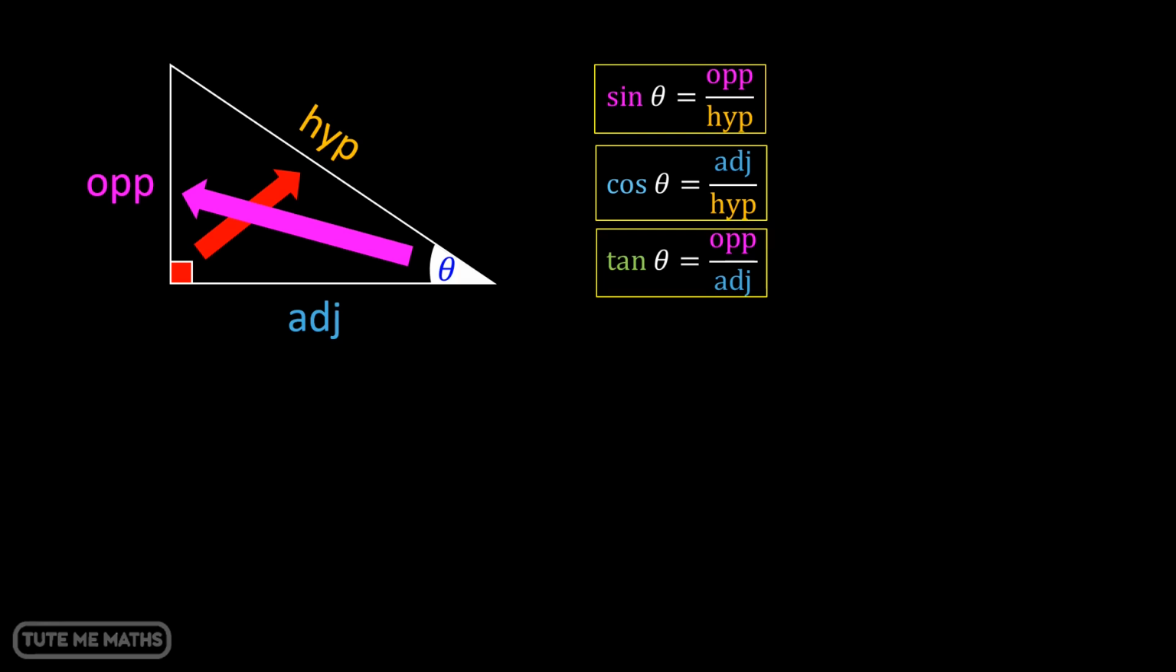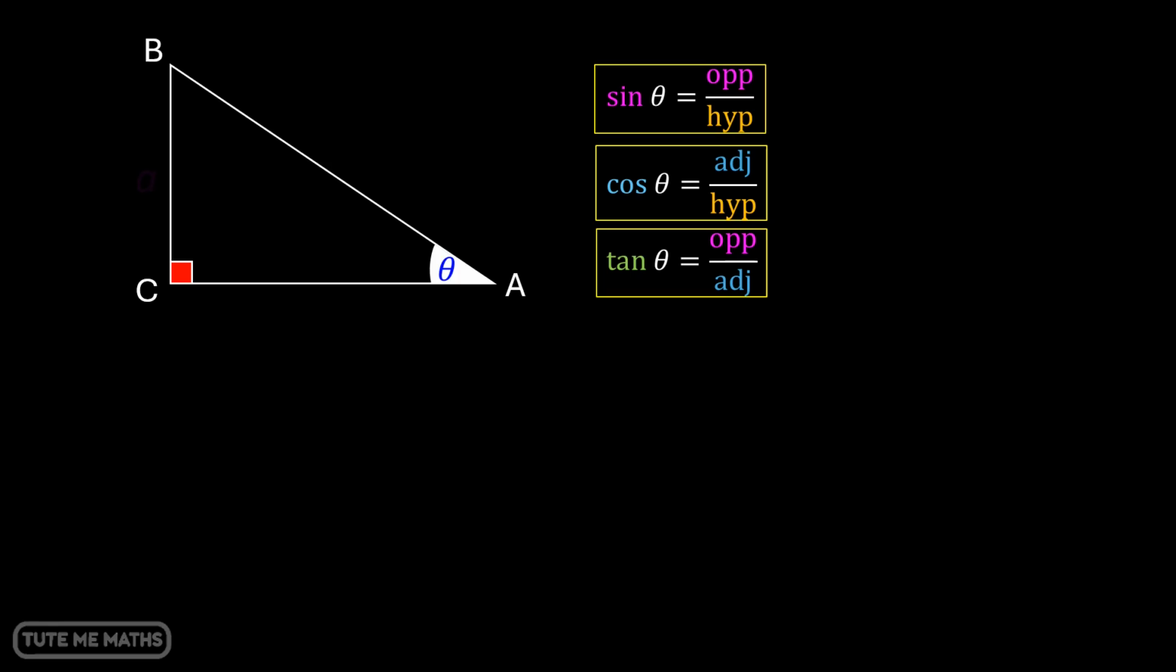For convenience, we can label the vertices of our triangle A, B and C, like this. And, following geometric naming conventions, we label the sides opposite to them with the lowercase equivalents. This enables us to write expressions for our three ratios. So we have sine theta equal to a over c, cos theta is b over c, and tan theta is a over b.